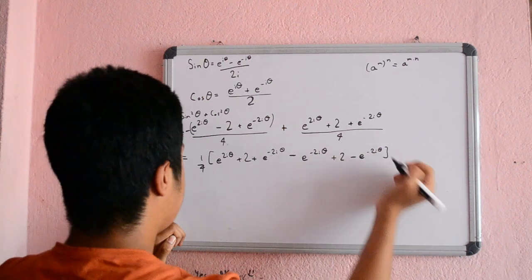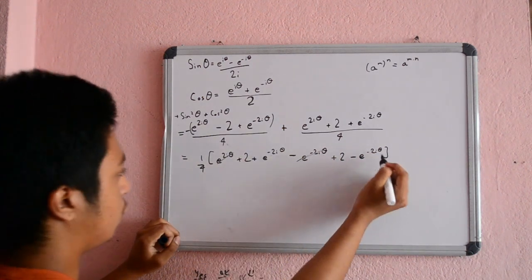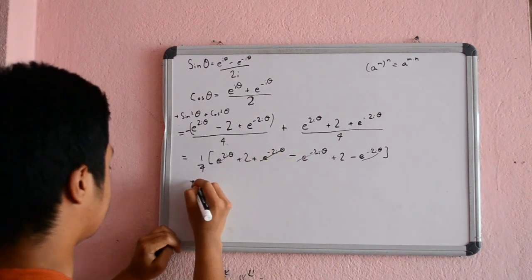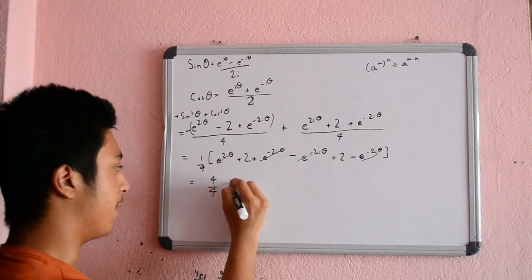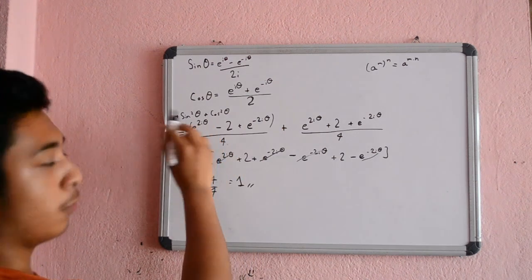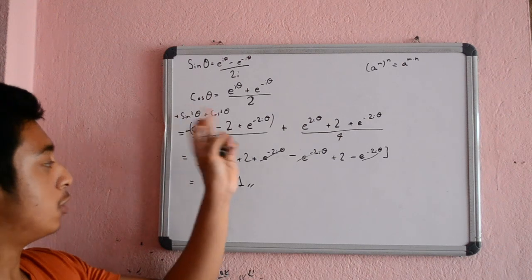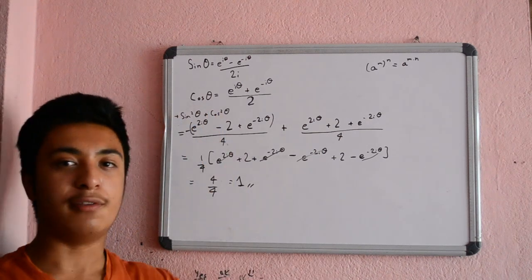And as you can see, these two terms cancel each other, so do these two, and what we'll have is 2 plus 2, which is 4 obviously, and 4 by 4 is 1. So there is our proof that in the Euler form, sin²θ plus cos²θ is equal to 1. Now let's move on to the polar form.